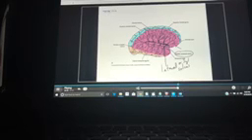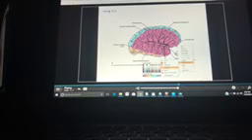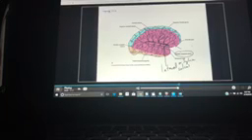It's a groove that separates the temporal lobe here from the frontal lobe here, superiorly, this groove right here. You have this groove, the lateral sulcus, or Sylvian sulcus, where the middle cerebral artery courses through, and then it branches off.